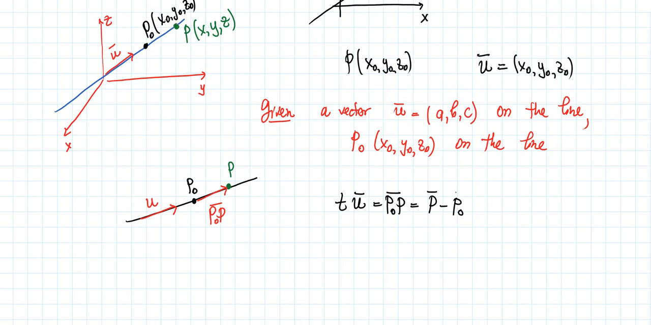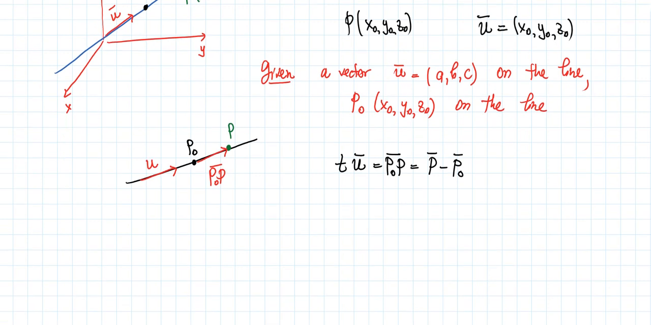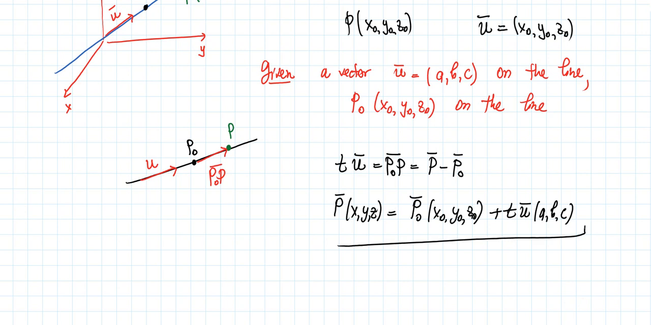Okay, here we're going to consider them as the points, as the vectors. So that is why the components of the vector or the point P, which is x, y, and z, are going to be equal to the components of P0, x0, y0, and z0, plus T multiplied by U with the components A, B, and C. This is the equation of the line. This is the vector equation of the line.